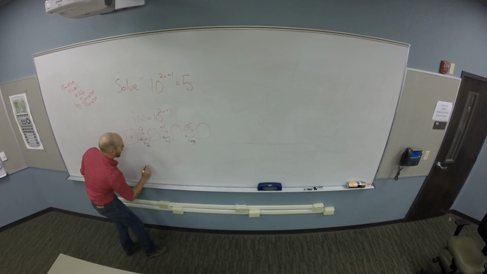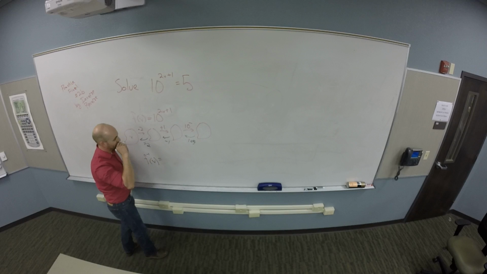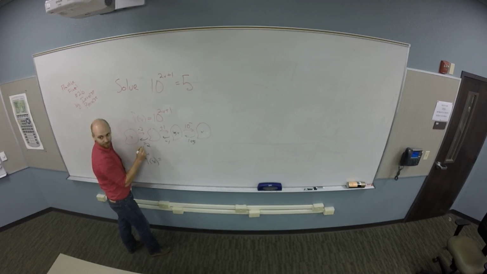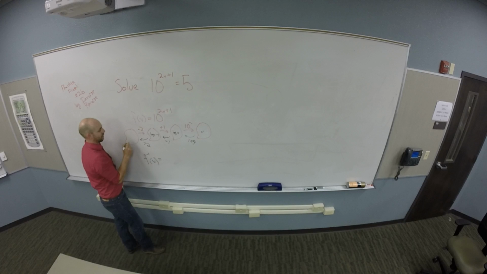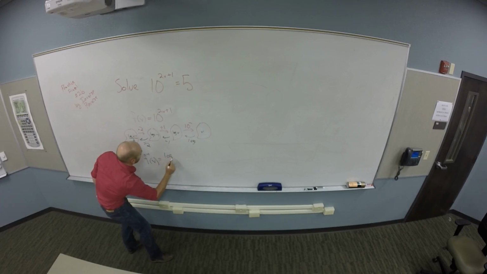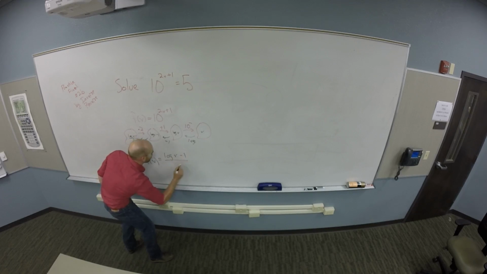So f inverse of v is, start with a v. Log of v. So you get log of v, then you subtract 1, log of v minus 1, then you divide by 2, so you get log of v minus 1 over 2. You see that? Okay, so log of v minus 1 over 2.